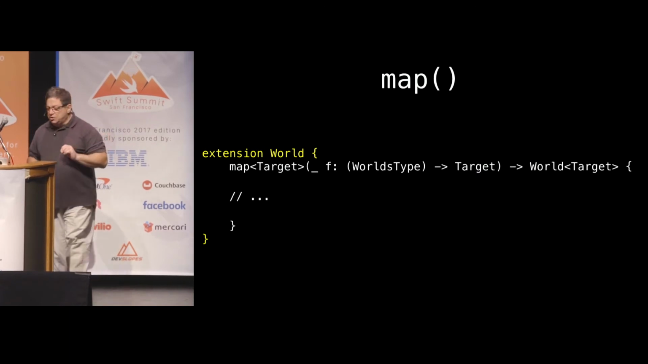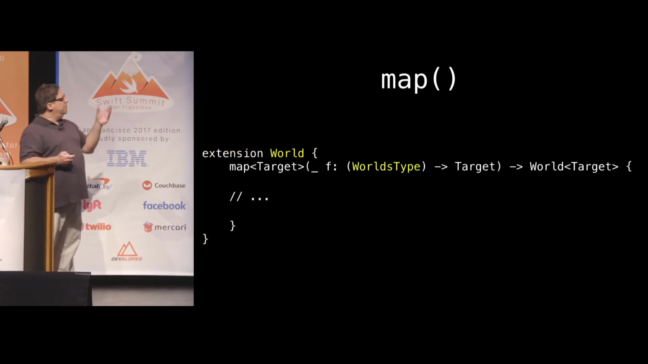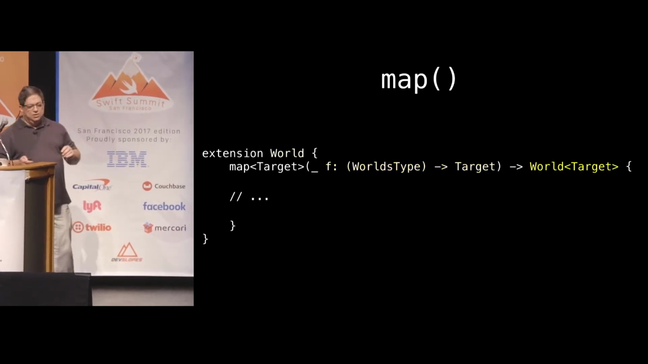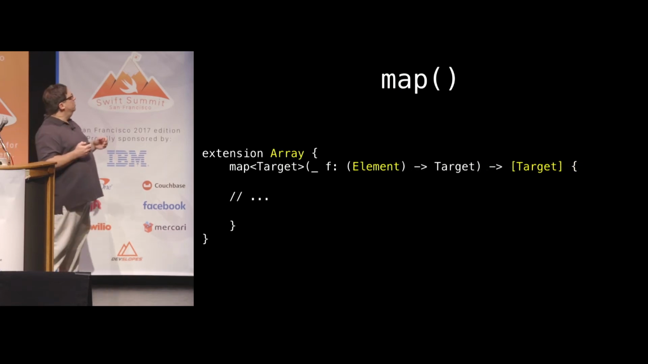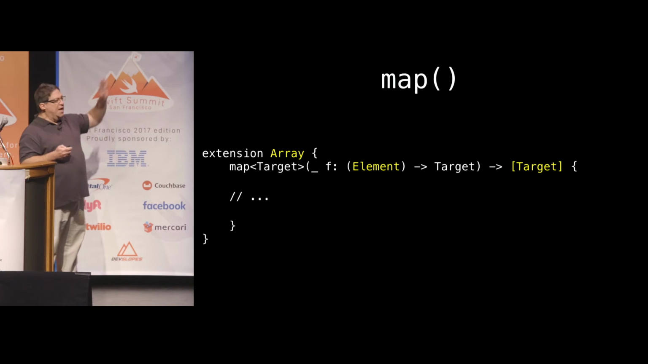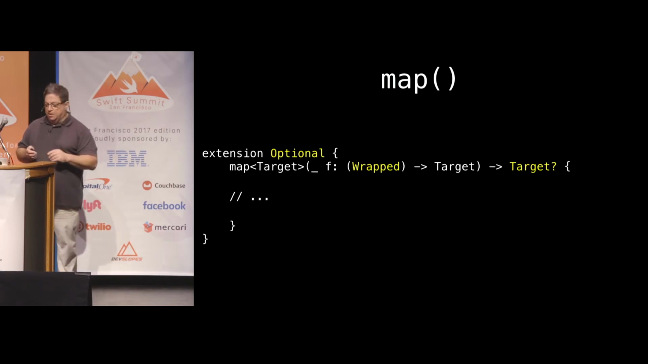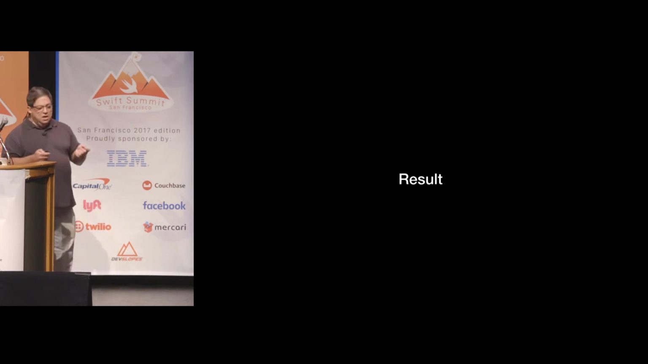We start with an extension of world, and we figure out how we take this function that maps one type, whatever the world's type is, to its target, and maps the world of that world's type to the world of the target. And so map is beginning to have a set shape for us. And we're feeling pretty good, and we look back at array and say, oh, well, that matches this shape. And we look at optional, that matches this shape. So now let's write our own map. Once you understand something, let's extend it and write our own map.